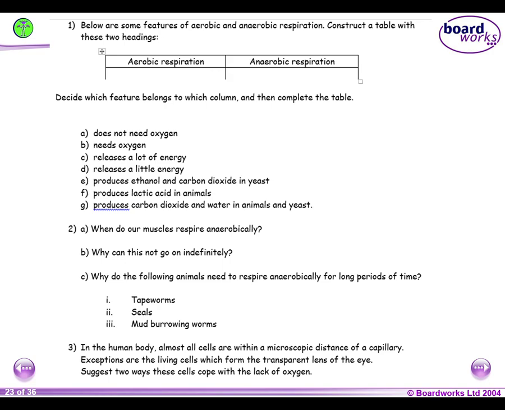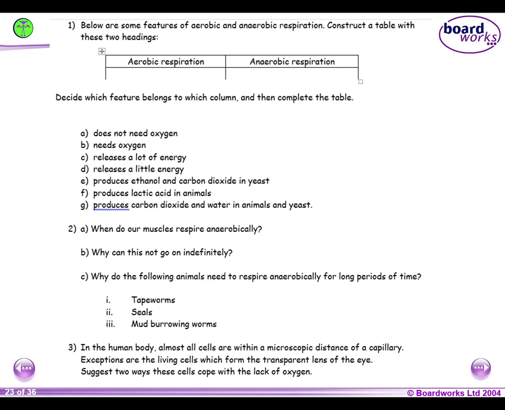Why can't it go on indefinitely? Now, part C. It's a little tricky one, this one. Particularly the third part of this. So why do the following animals need to respire anaerobically for long periods of time? We're talking tapeworms. Tapeworms are parasites found in the digestive system. Mud burrowing worms. Worms that burrow in mud, fairly obviously. And a couple of ways, please note part 3.